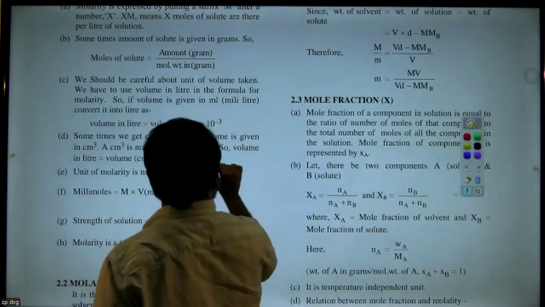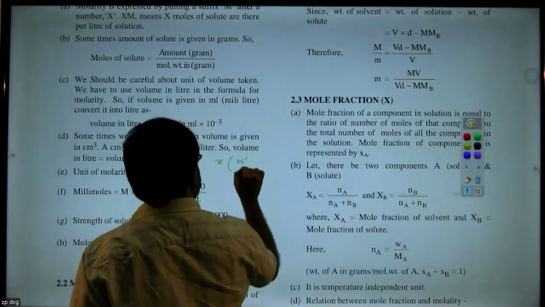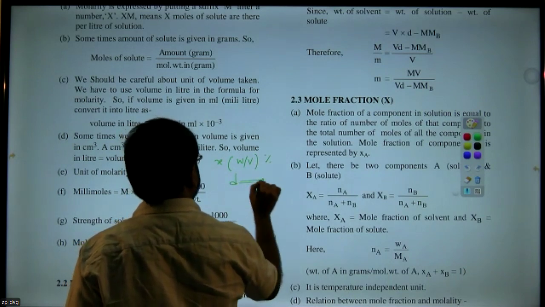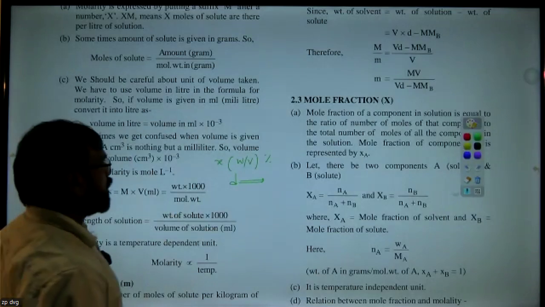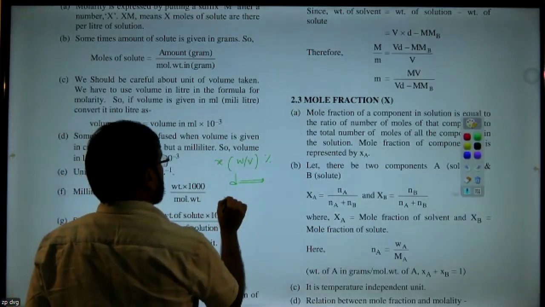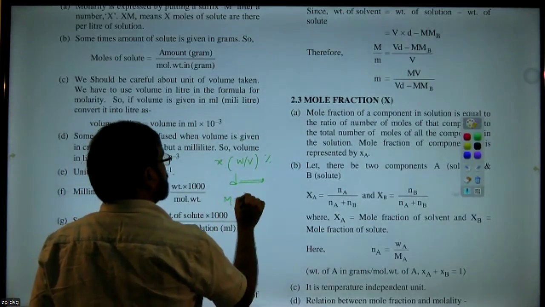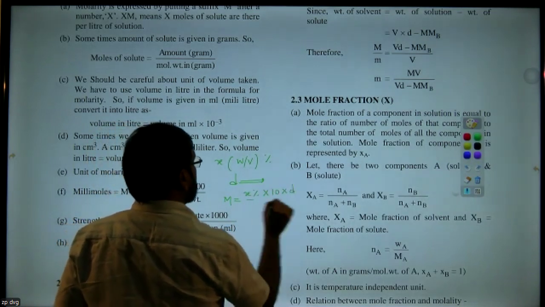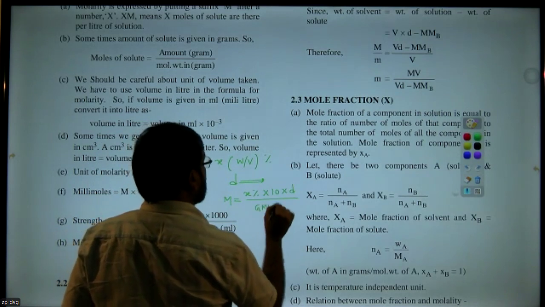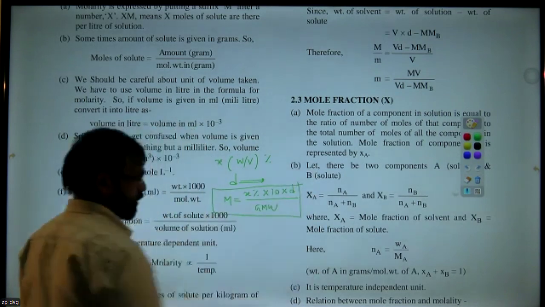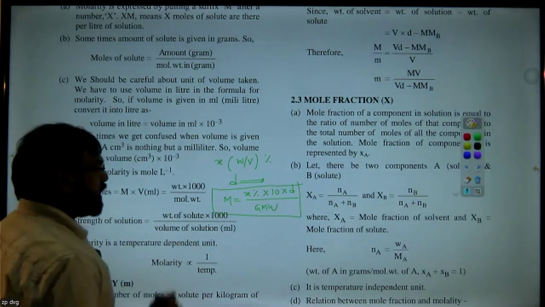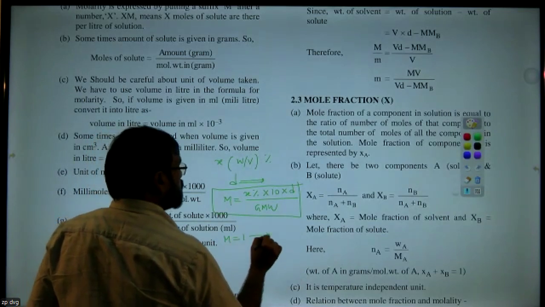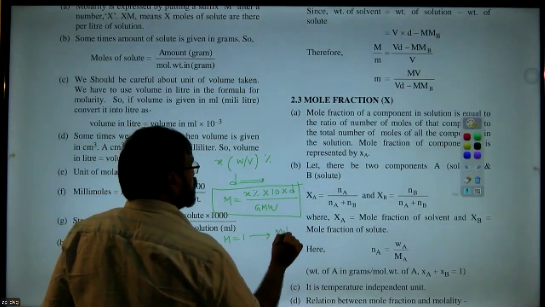X percentage weight by volume percentage they given, density they mentioned, and they asked to calculate the molarity. Then what formula we can use? Molarity is equal to X percentage into 10 into density divided by gram molecular weight. This formula we can use to get the molarity of the solution.